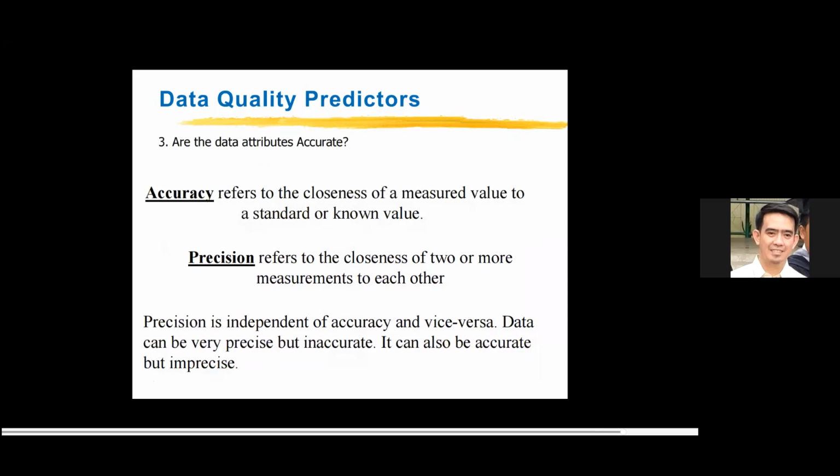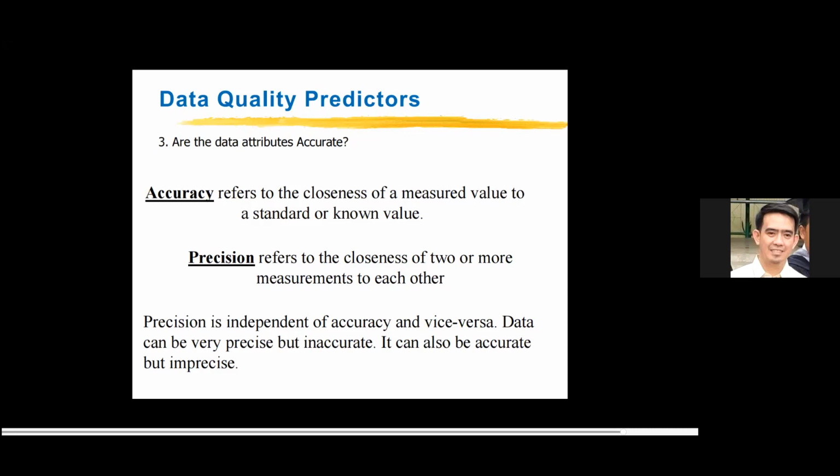Now, talking about accuracy and precision. When we talk about whether the data attributes are accurate, the accuracy of the data that we gather is very important. Accuracy refers to the closeness of the measured value to the standard or known value. Precision refers to the closeness of two or more measurements to each other.